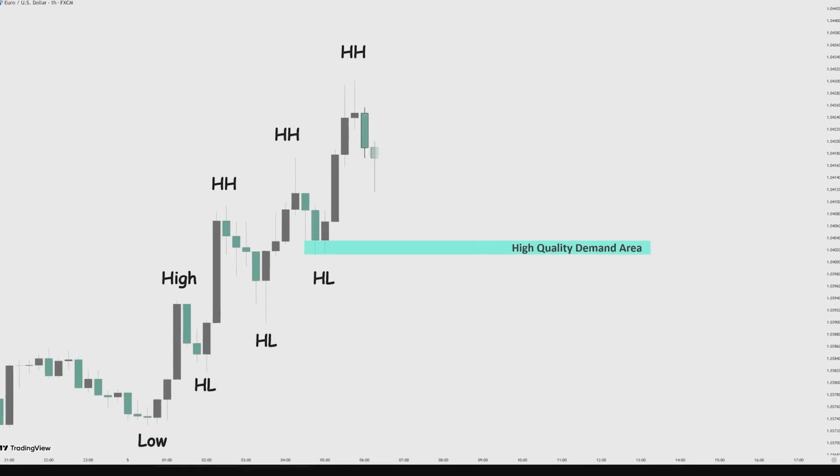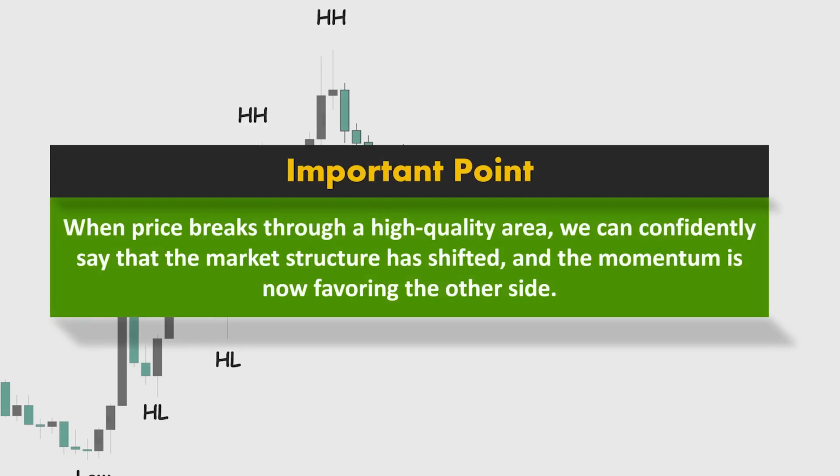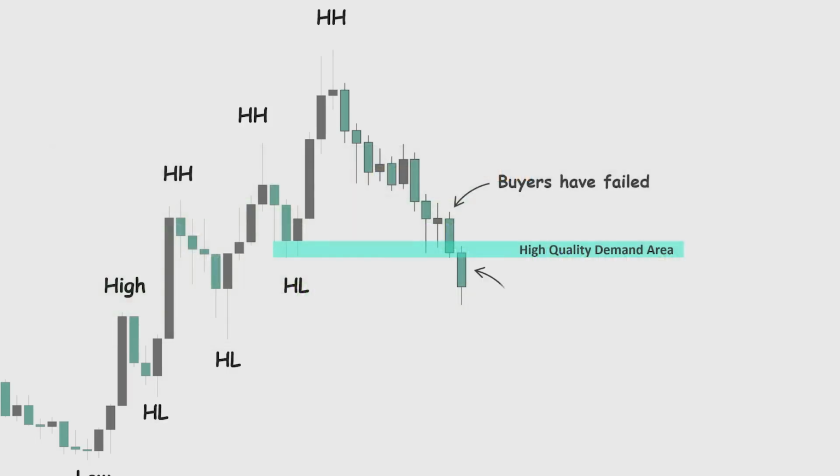But what happens if the price breaks and closes below this high-quality demand zone? This would indicate that buyers have failed to hold the level and sellers have taken control. It signals that the uptrend is over and a potential reversal is underway. So, when price breaks through a high-quality level like this, we can confidently say that the market structure has shifted and the momentum is now favoring the sellers. This condition is known as a change of character, signaling a shift in market sentiment.